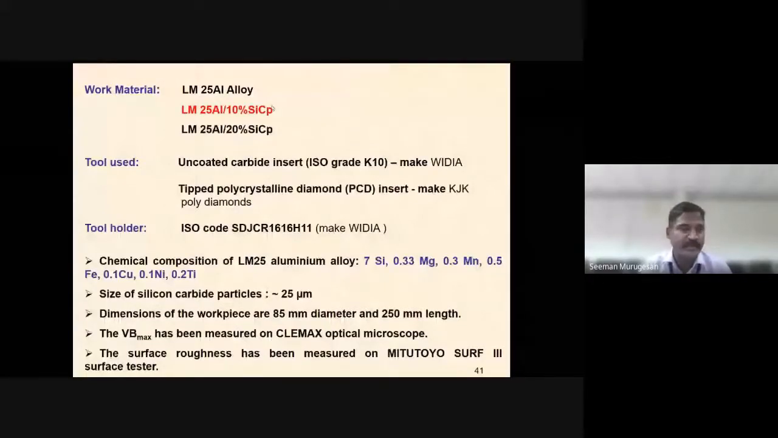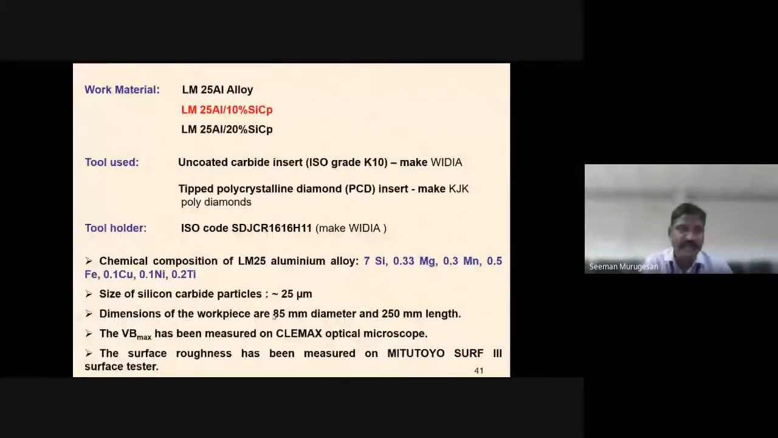The tools used are uncoated carbide inserts, called K10, and another tool, tipped polycrystalline diamond, the PCD tool, from KJK Poly Diamonds, with an ISO tool holder. This is the chemical composition of the LM25 aluminum alloy. The size of the silicon carbide is 25 micron. The dimension of the workpiece is 85 mm diameter and 250 mm length.